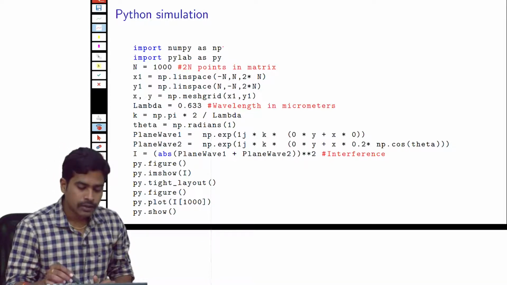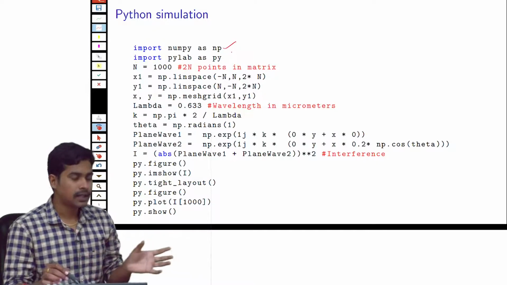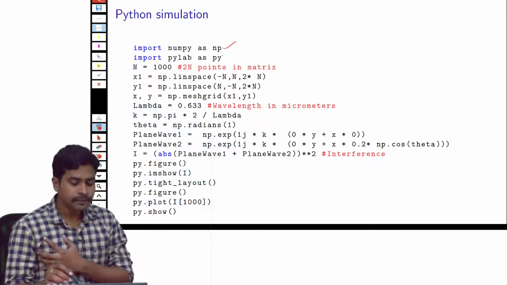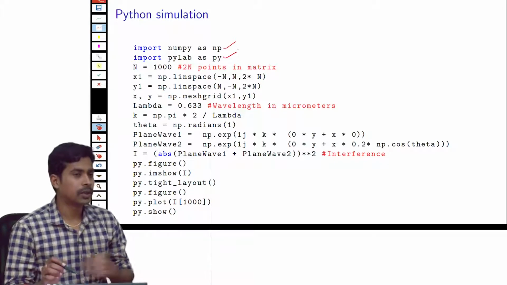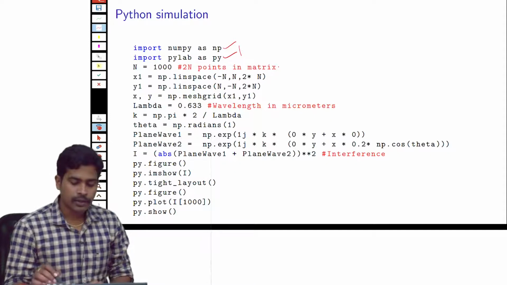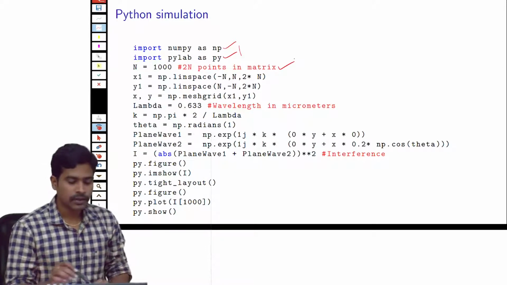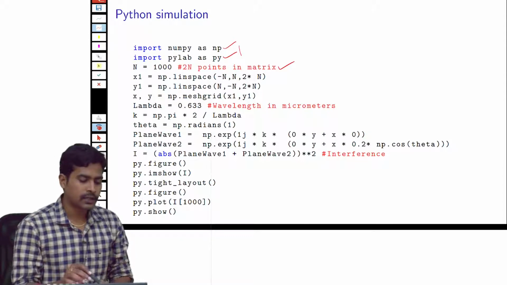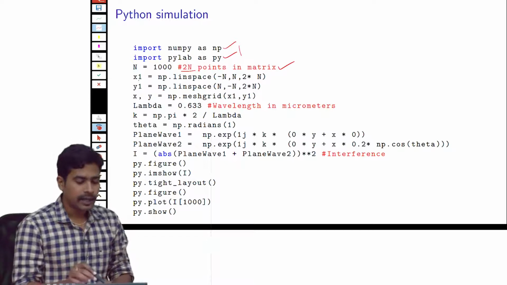Here I am using NumPy arrays for the simulation rather than lists. That is why first we have to import the NumPy package, and I am using Pylab to show the plots or the images. That is why we have to import these two packages first. I am using a matrix of 2000 by 2000 points here. For that I just took n as 1000, and there are going to be 2n points in the matrix, and x1.